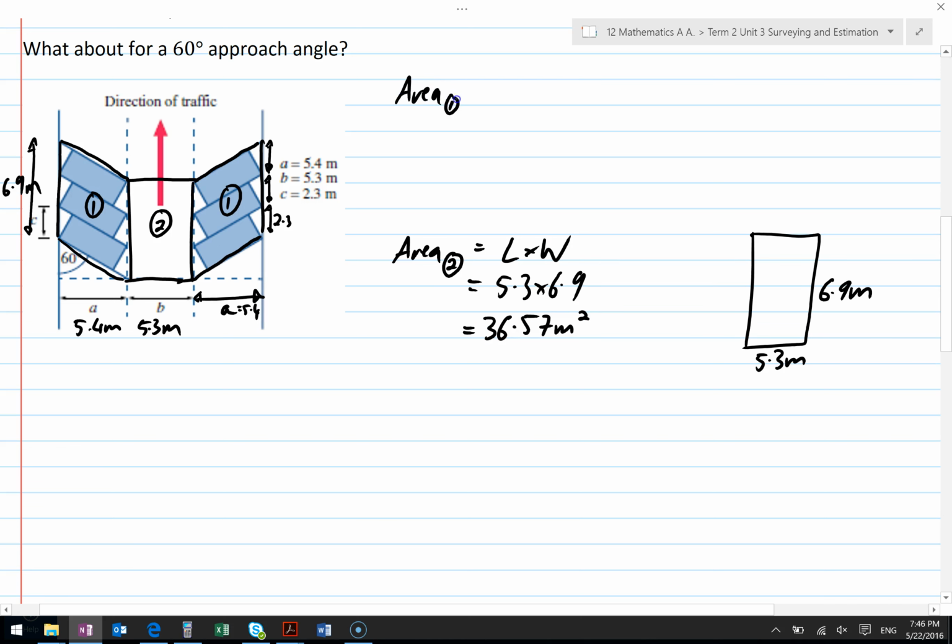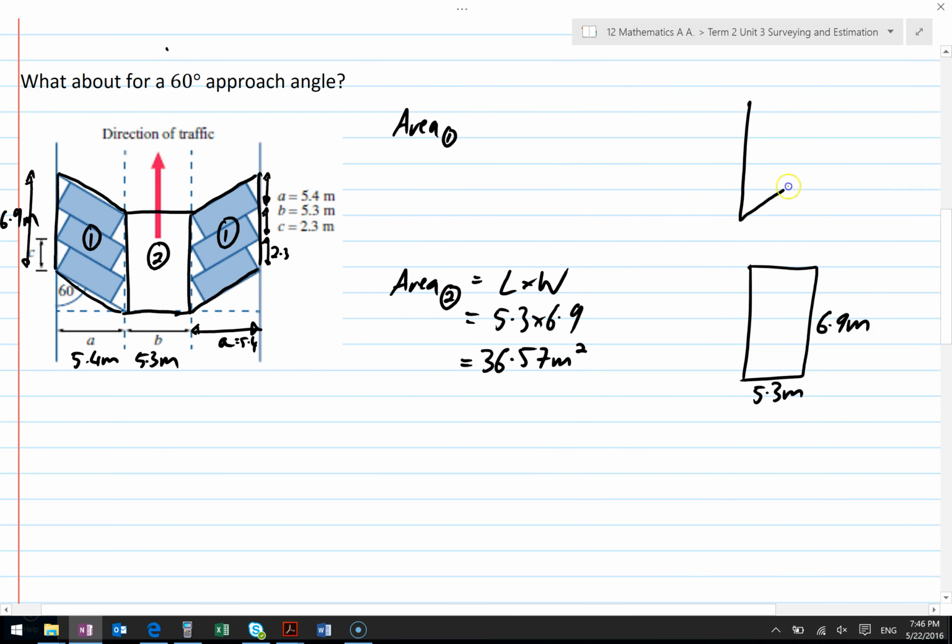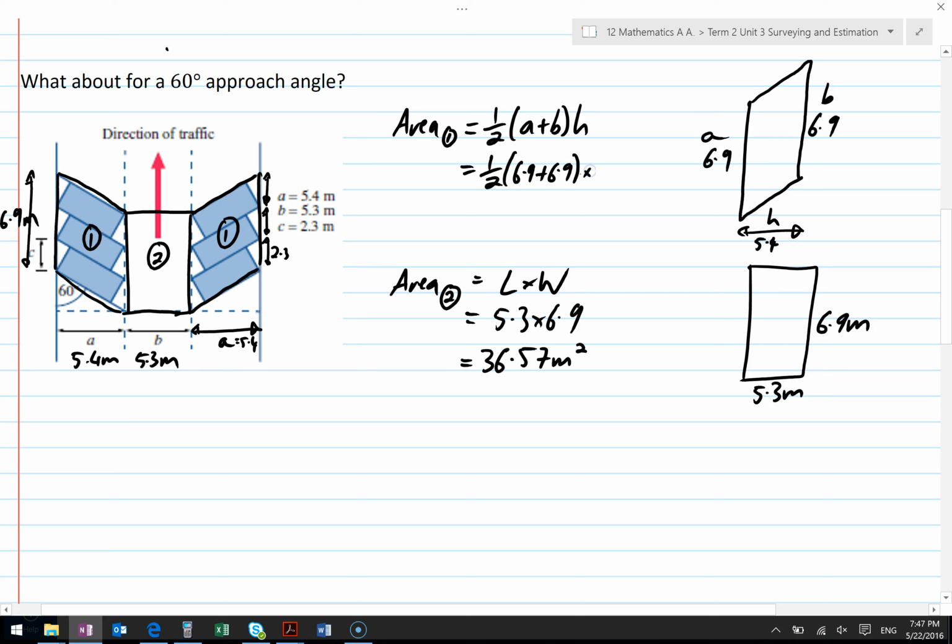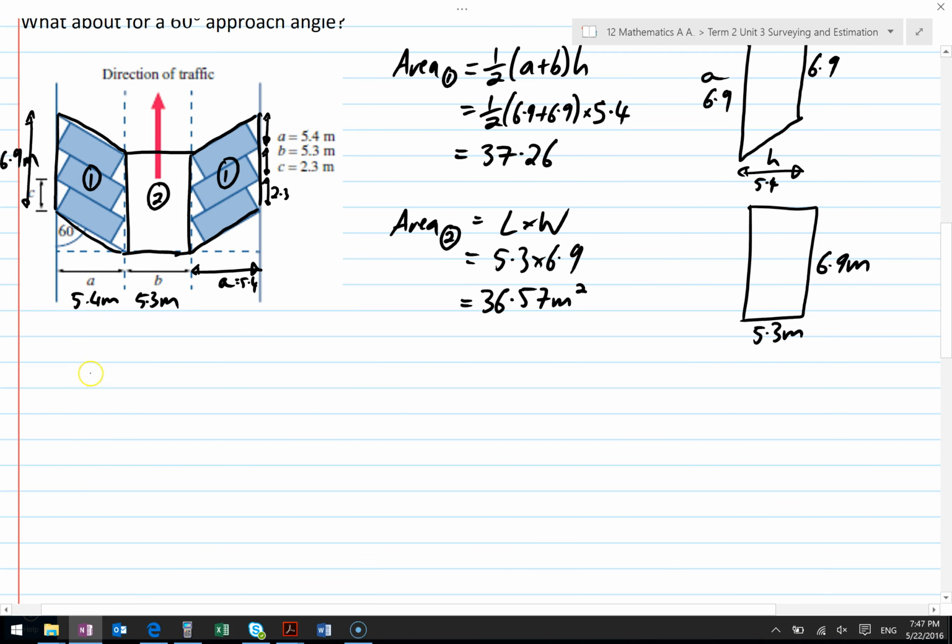The hard part is going to be the area of shape 1, which pretty much looks something like this, where I've got 6.9, 6.9, and the distance between those two sides is 5.4. I can think of this as A, this is B, and this is H. So the area is a half (A plus B) times H. Slot these values in: a half, 6.9 plus 6.9, times 5.4. I'll get the area of shape 1, 37.26.